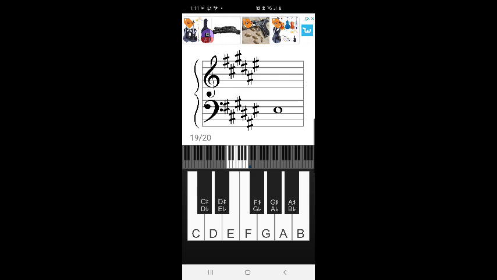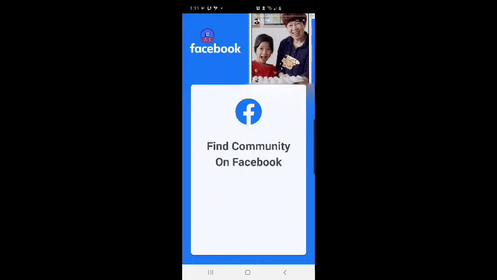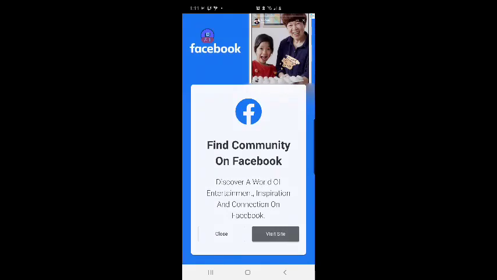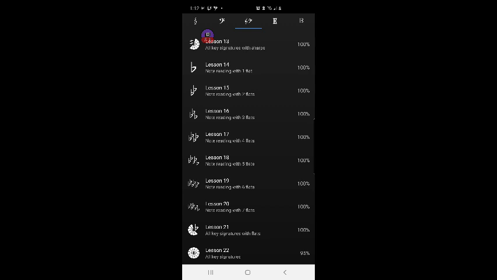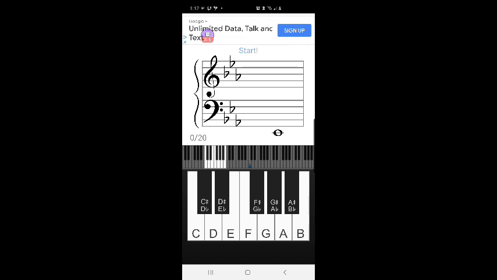Okay. So. That's an E. It's an E sharp. 95% again. Close. Hate that. Okay, lesson 22. Tap here to begin. Okay, there are three flats: B, E, and A. The lowest line in the bass clef on the stave is a G. So that's an F, G, F, and E, so it's E flat.